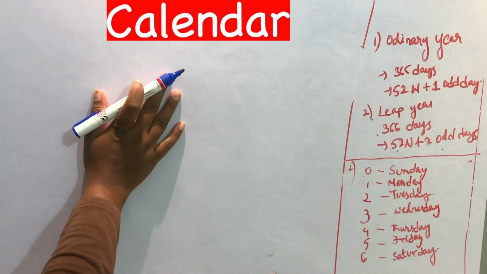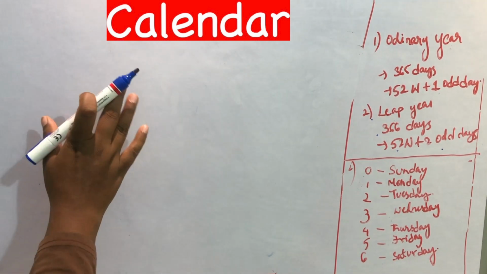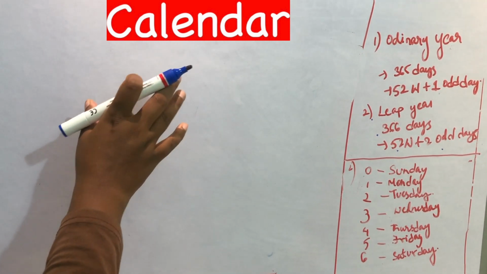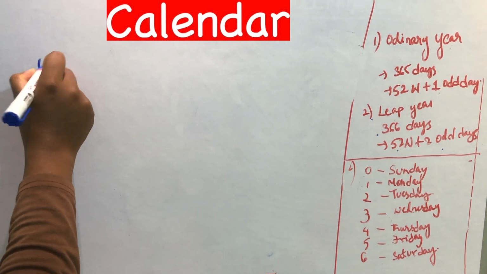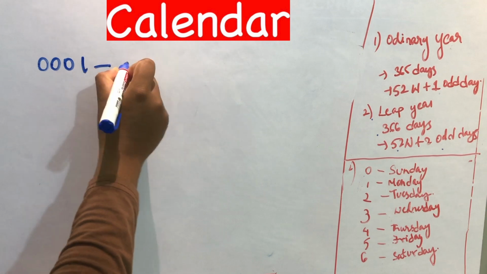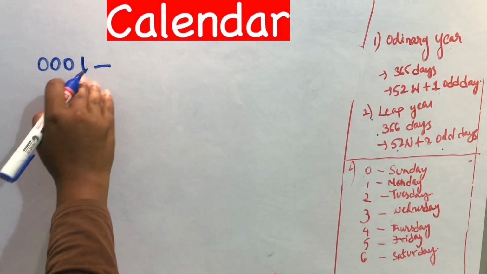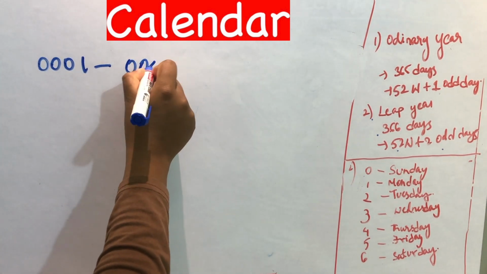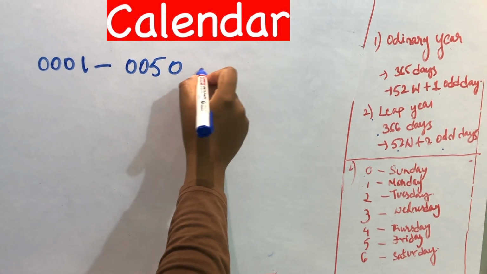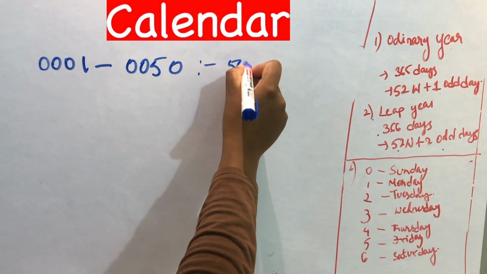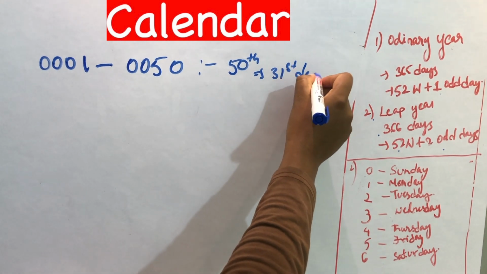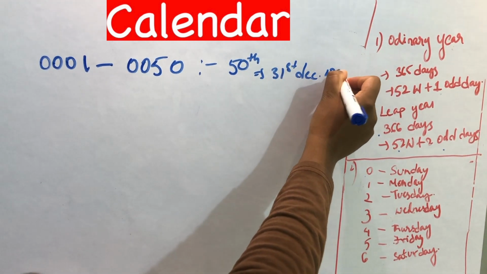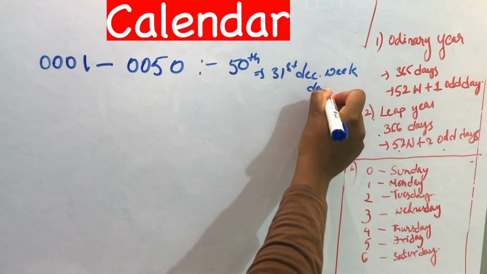Now let's see one example where we'll be calculating the last day of a particular year. Okay, now let's see an example. We'll be calculating from year 1 to year 50. In this 50th year, we'll see what the 31st December weekday is.